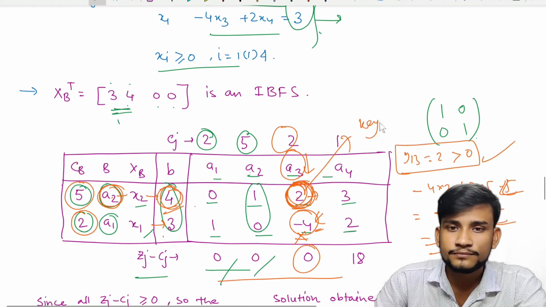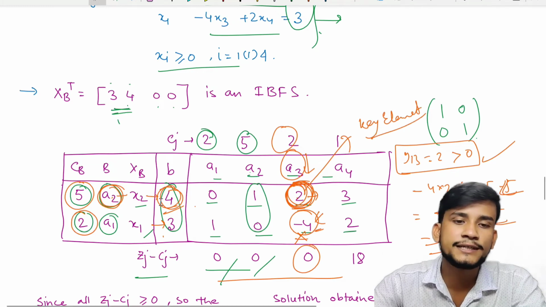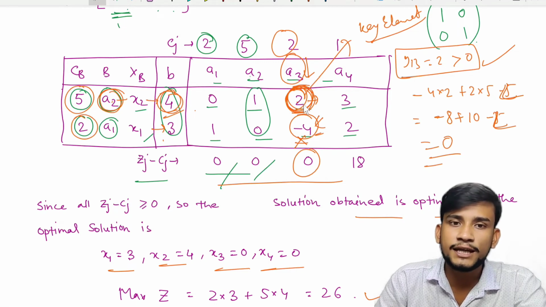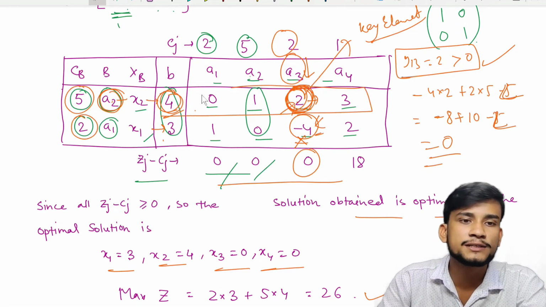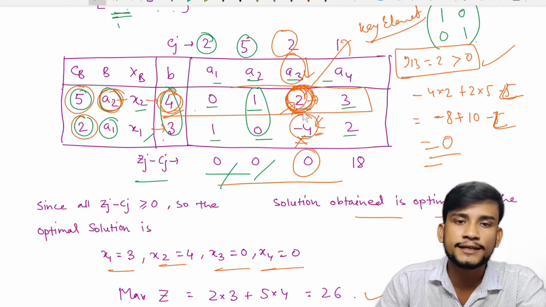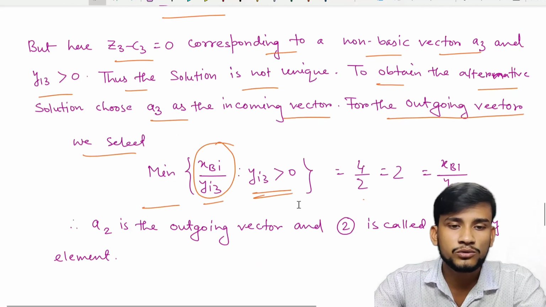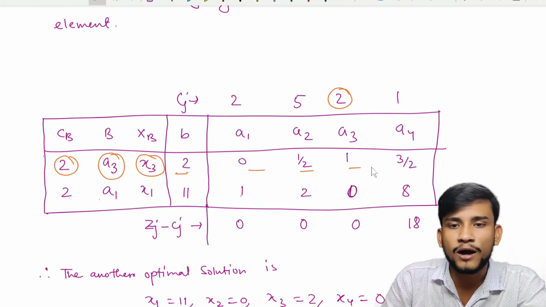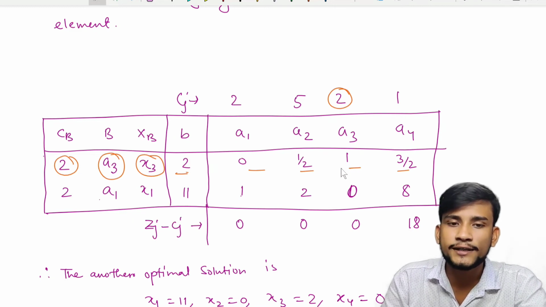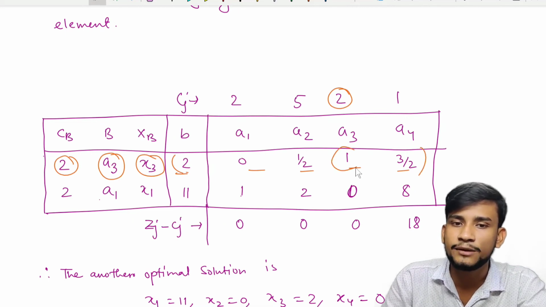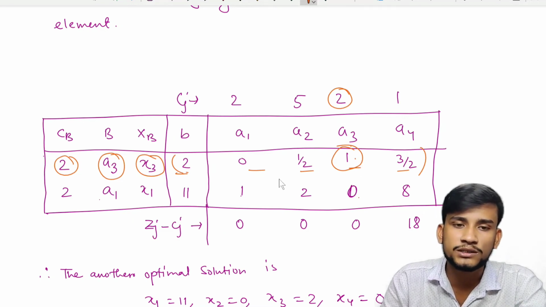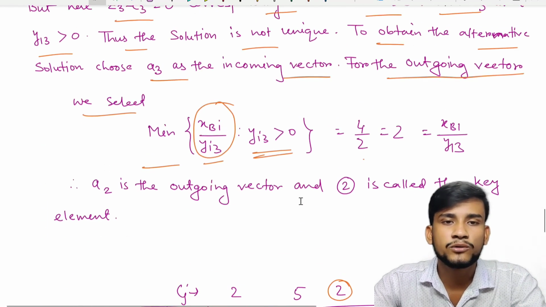This element is the key element, and we have to change this key element to the identity element, that is, all the elements are divided by 2 to get this element to be 1. So we do this here: this is 4, so 2, 0, half and 3 by 2. We just divide the elements of the first row, from here to here, by 2 to get this element as unit. And now a3 and a1 form the basis, 1 0 0 1, this forms the basis.